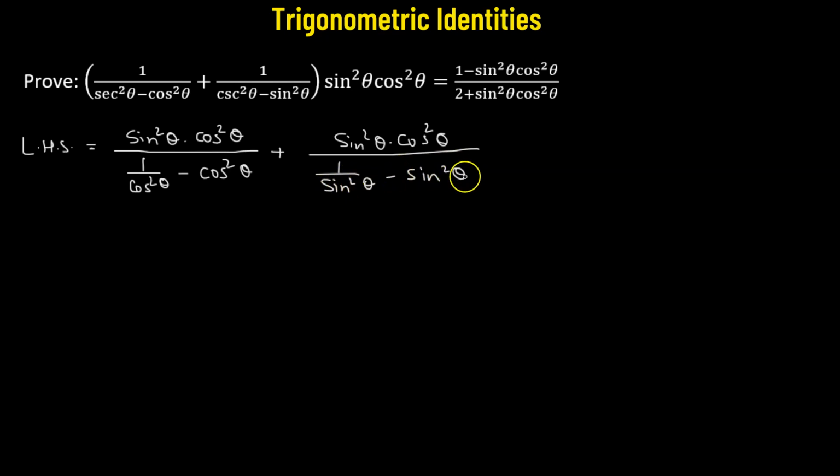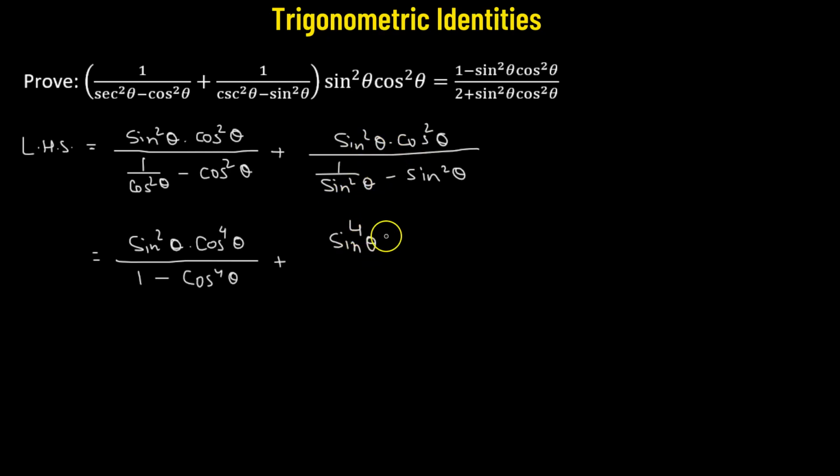sine squared theta. Further simplification is going to give us, so we're going to multiply both numerator and the denominator with cosine squared theta, so we're going to get sine squared theta multiplied to cosine squared theta times cosine squared theta, that will become cosine theta raised to the power of 4 divided by 1 minus cosine raised to the power of 4 theta, plus we have sine squared. We're going to multiply both numerator and the denominator with sine squared theta, so sine squared theta times sine squared theta will give us sine theta raised to the power of 4 times cosine squared theta whole divided by 1 minus sine theta raised to the power of 4.